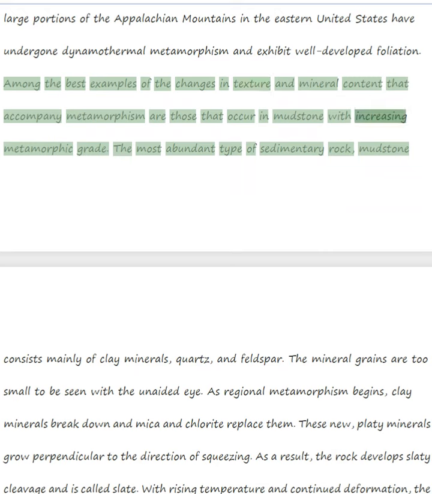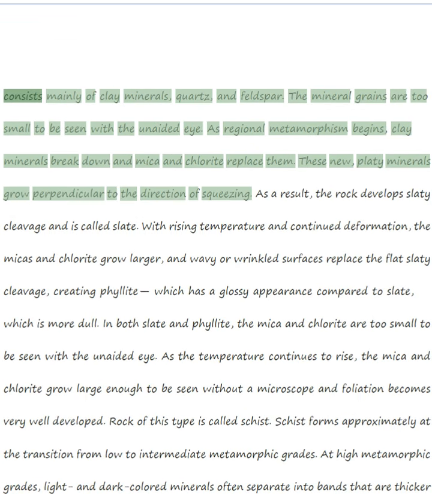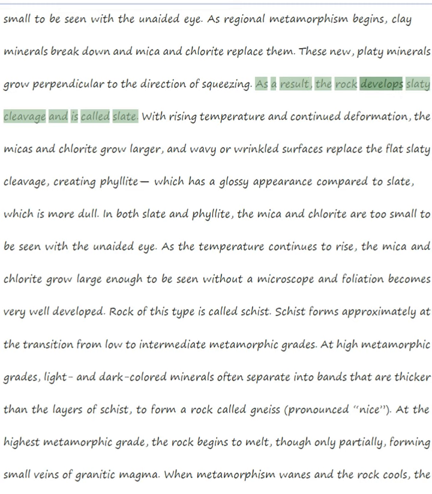Among the best examples of the changes in texture and mineral content that accompany metamorphism are those that occur in mudstone with increasing metamorphic grade. The most abundant type of sedimentary rock, mudstone, consists mainly of clay minerals, quartz, and feldspar. The mineral grains are too small to be seen with the unaided eye. As regional metamorphism begins, clay minerals break down and mica and chlorite replace them. These new, platy minerals grow perpendicular to the direction of squeezing. As a result, the rock develops slaty cleavage and is called slate.